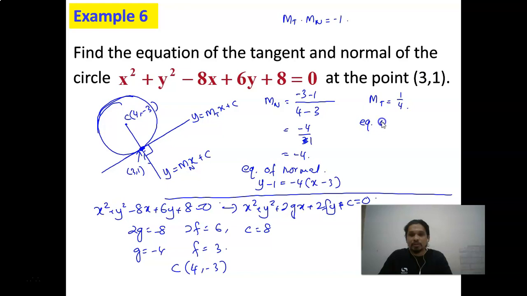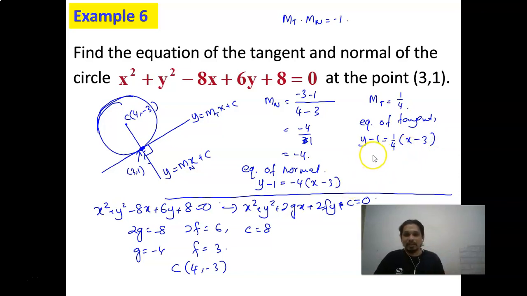And equation of tangent, again the line passing through 3 and 1. The equation of normal, yes, this is the line: y minus 1 equal to negative 4 times x minus 3. Equation of tangent, you can only use this one here. Okay, so y minus 1 equal to 1 over 4 times x minus 3.